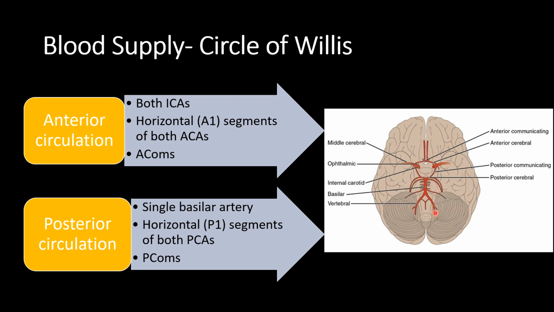The posterior circulation includes both the vertebral arteries which join to form the single basilar artery, finally dividing into the posterior cerebral arteries. The anterior and posterior circulations are communicated via the posterior communicating artery.